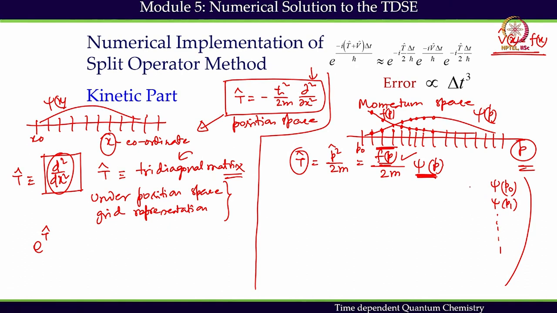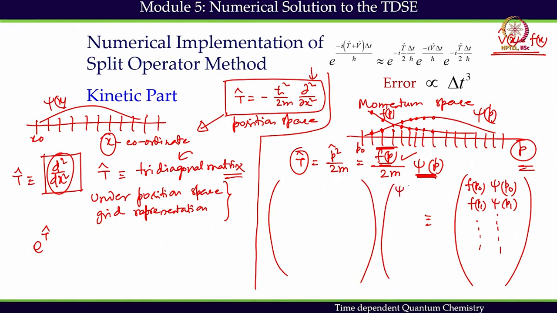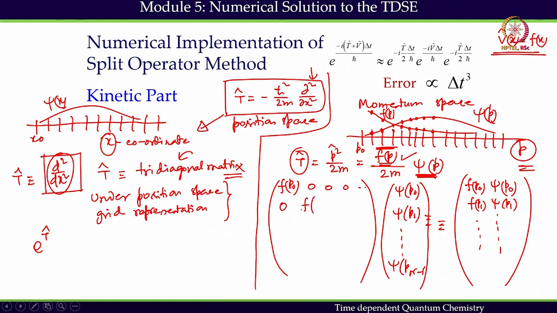So if it is multiplication, then finally I get this value as, I will call it F P0, then F P1 like this. It is just multiplication, and if it is multiplication, then the matrix form would be like this. I have a column with psi P0, psi P1, like this, psi Pn minus 1, and here I have a diagonal matrix for the kinetic energy operator in the momentum space: F P0, then 0, 0, 0. It gets diagonal form as a consequence of the matrix multiplication rules: F P1, then 0, 0, 0, then 0, 0, F P2, 0, 0, 0, this way. So we get the diagonal form.